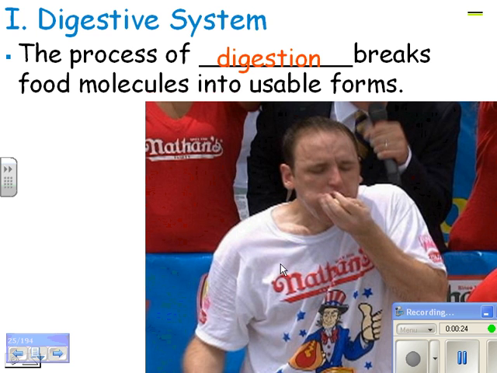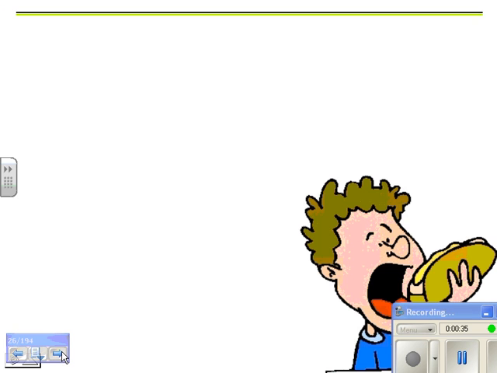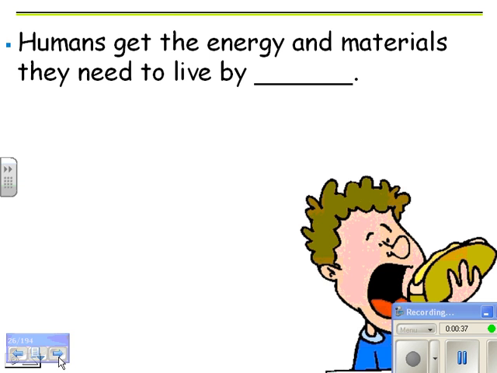So you've got to think that when he's eating these, if you can call it eating, these hot dogs, he's probably not actually doing much digestion because he doesn't even chew the food. Okay, humans get the energy and materials they need to live by eating. So that makes us different from plants, because plants can just absorb sunlight to get their energy.